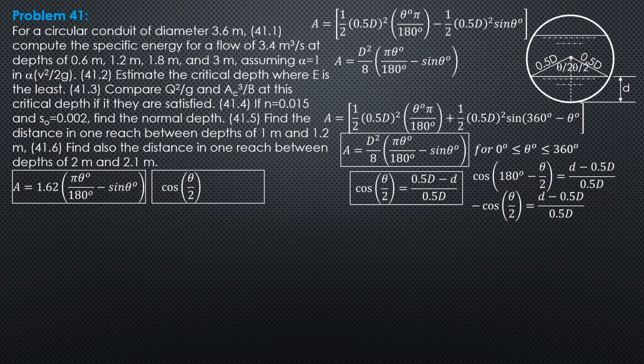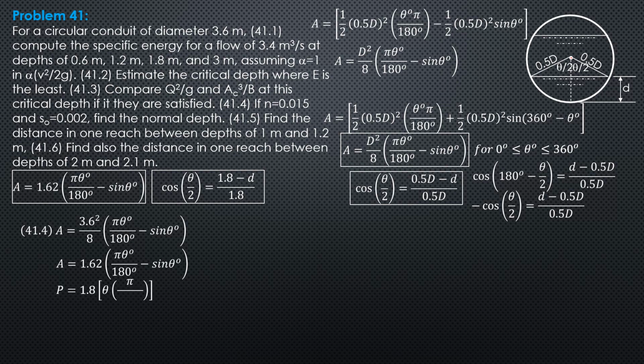So cosine theta over 2 is (0.5 d, 1.8 minus d) over 1.8. That's the specific formula for this case. So theta is 2 times inverse cosine of this quantity, (1.8 minus d) over 1.8. Then 41.4 area, therefore, is 3.6 squared over 8 times pi theta over 180 minus sine theta. If you simplify that, that's 1.62 times (pi theta degrees over 180 minus sine theta).